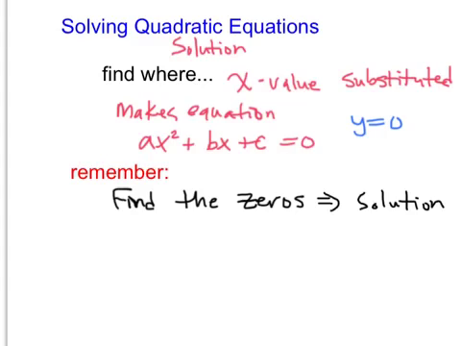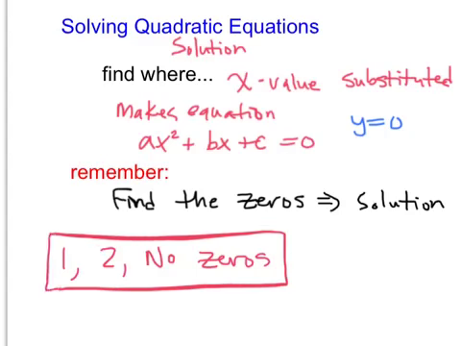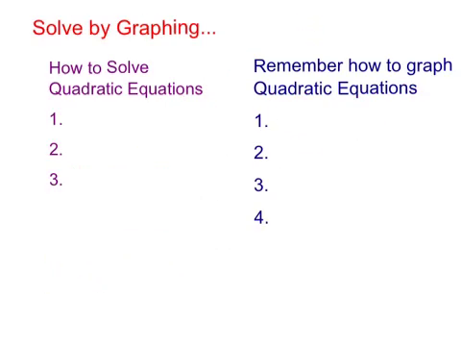And remember, there can be 1, 2, or no zeros to a function. So there are 3 possibilities. We can either have 1 zero, 2 zeros, or no zeros. And so basically there are 3 different types of solutions that we can get. And we're going to do this by graphing these functions. And in order to solve these by graphing, first of all, we need to do 3 things.